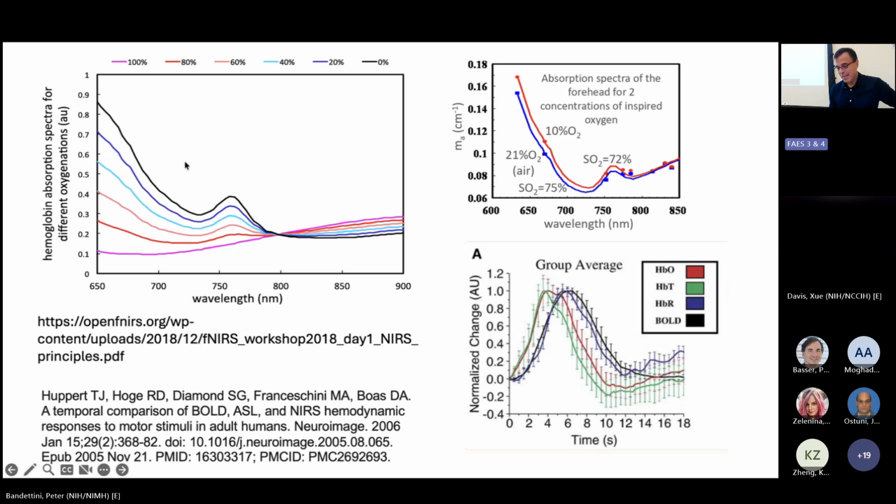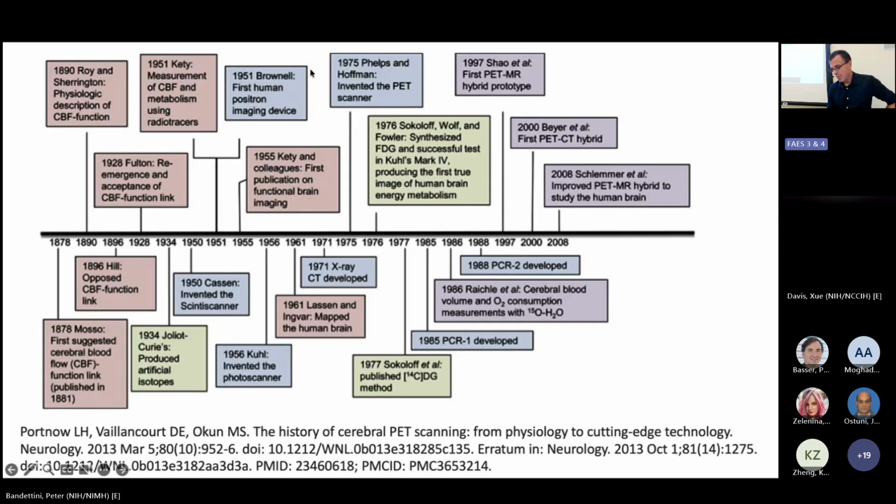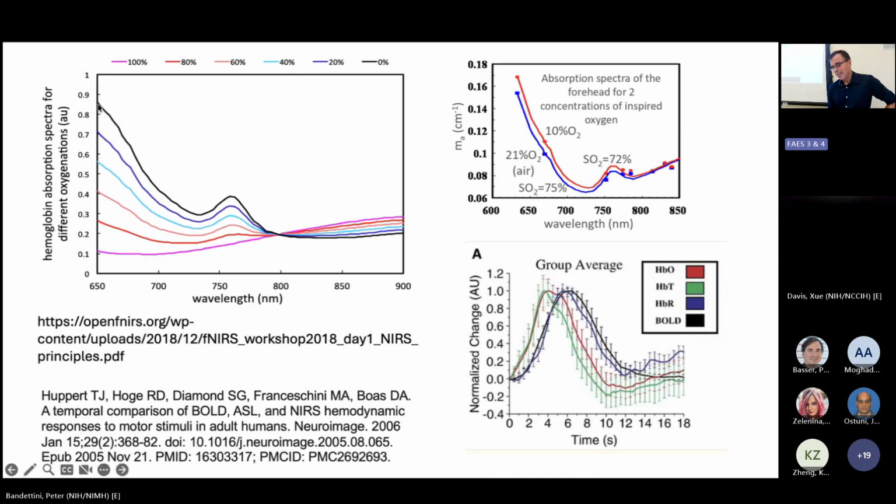So here's basically looking at the wavelength of light that's reflected, and this is the difference in oxygenation. And this is the absorption, or actually the absorption of the light. So you can see when blood is 100% oxygen, it's not very absorbed, and then finally, when it's 0% oxygen, it highly absorbs light.